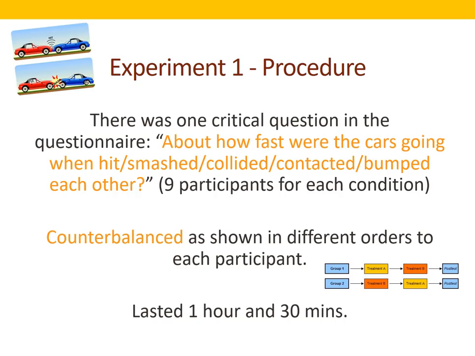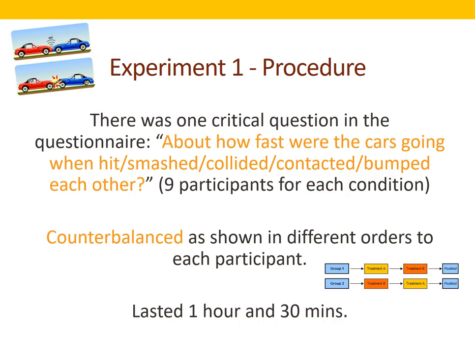Okay, so they're only getting one question for every film clip. They're just getting that one question, okay, with that one verb in it in the questionnaire. So they're not all going to see all of those verbs, they're just going to see one of those verbs. Now this was counterbalanced, so it was shown in different orders to each participant to prevent order effects, and this whole procedure lasted about an hour and 30 minutes.